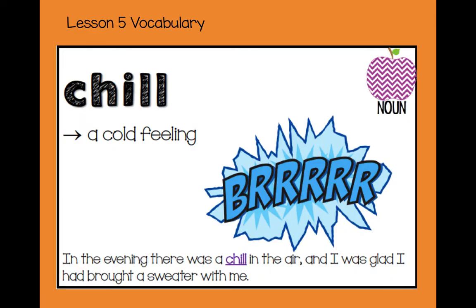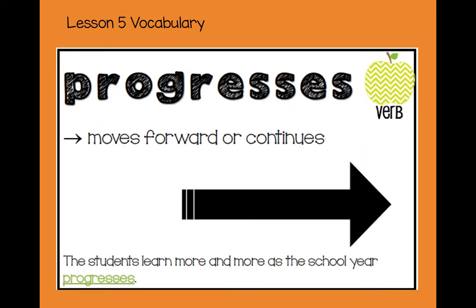Our first word is chill. Chill is a cold feeling. For example, in the evening, there was a chill in the air and I was glad I had brought a sweater with me. Our second vocabulary word is progresses. Progresses means to move forward or continue. For example, the students learn more and more as the school year progresses.